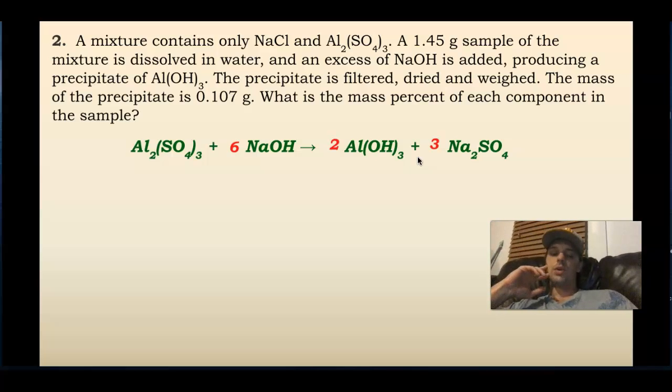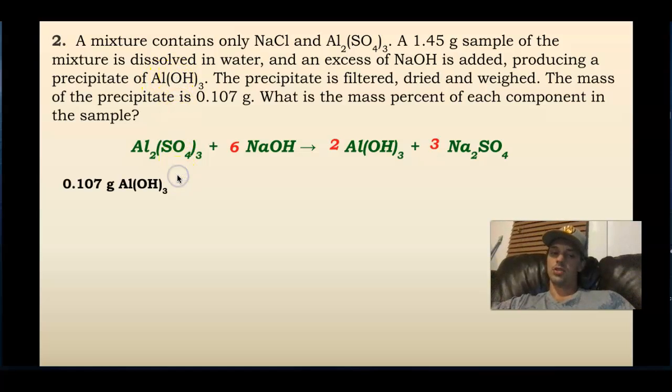All right, so the precipitate, what is it? Well, the precipitate is aluminum hydroxide, okay? So that can be a starting point to figure out how much aluminum sulfate I must have started with. Because I added an excess of sodium hydroxide, aluminum sulfate must be my limiting reactant.